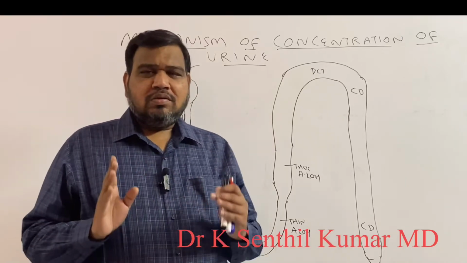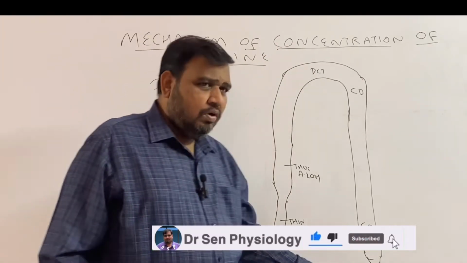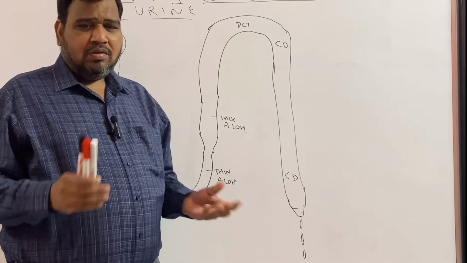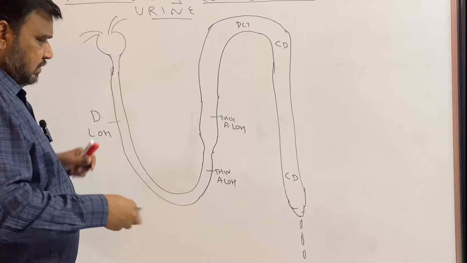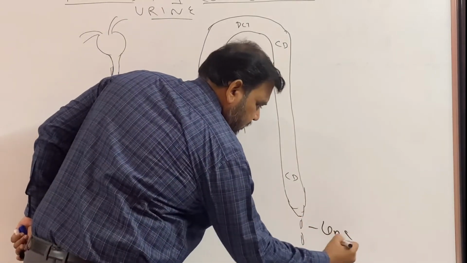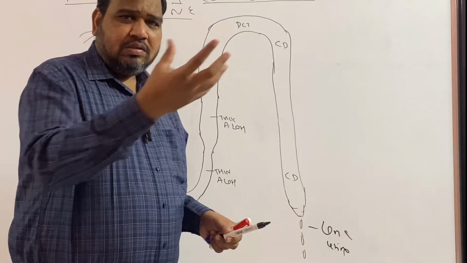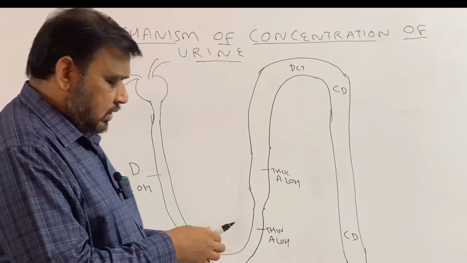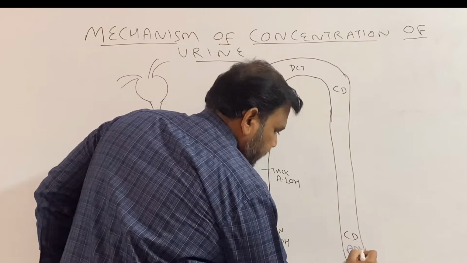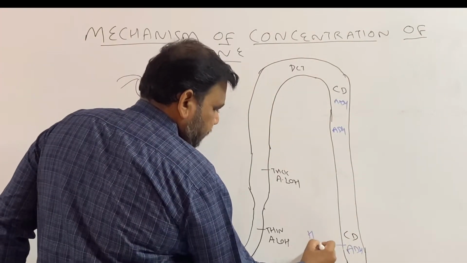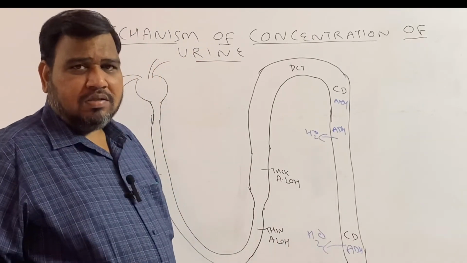Good morning, students. Today we are going to discuss a very important topic, the mechanism of concentration of urine. So how is urine going to be concentrated or diluted? Before going into the mechanism, just listen. For the urine to be concentrated, the water has to be reabsorbed, and the hormone responsible for reabsorption of water is ADH, which acts in the collecting duct. What ADH does is absorb the water, which causes the urine to be concentrated.